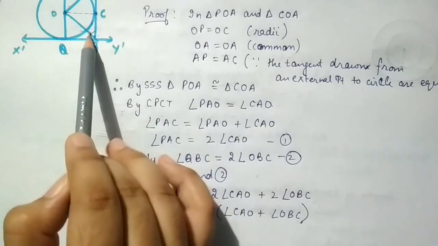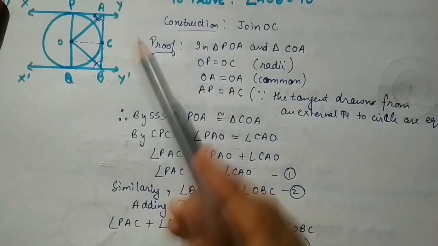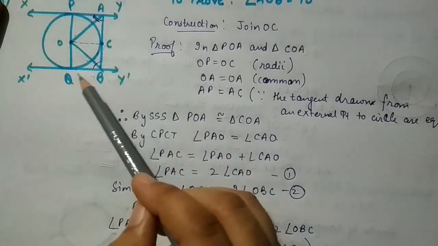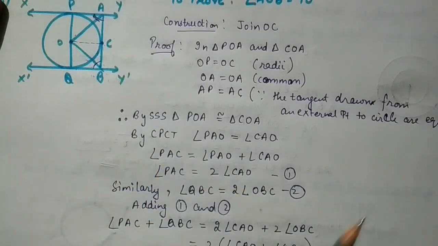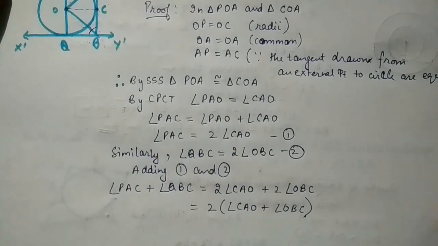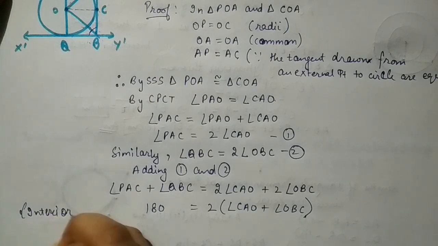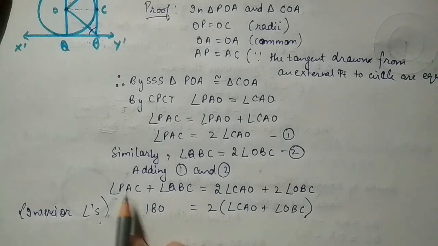And you know that angle PAC means this angle and angle QBC means this angle. These two are interior angles on the same side, angle PAC and angle QBC. Therefore sum of interior angles on same side is 180 degree. Therefore you can write it equal to 180 degree. Reason, interior angles. So you can write PAC plus QBC is equal to 180 degree.